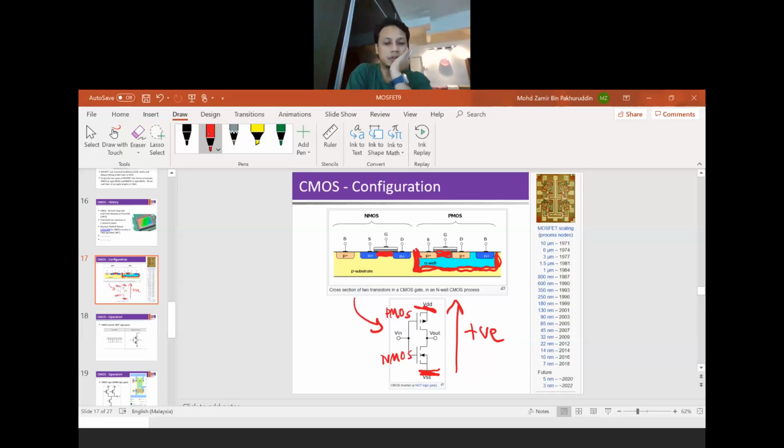Okay, the top is PMOS and the bottom one is NMOS, and they share the same input voltage and produce one output voltage. So one input, one output. Right, so we'll see how they work in the next page. So before that, let's move on. Let's look at this right table summary.